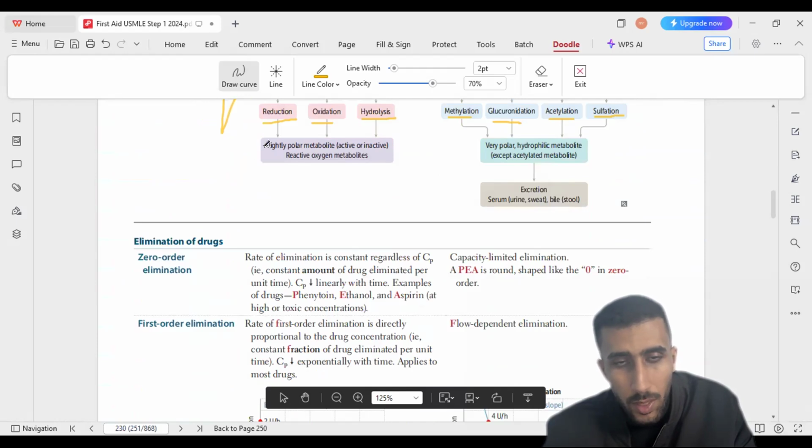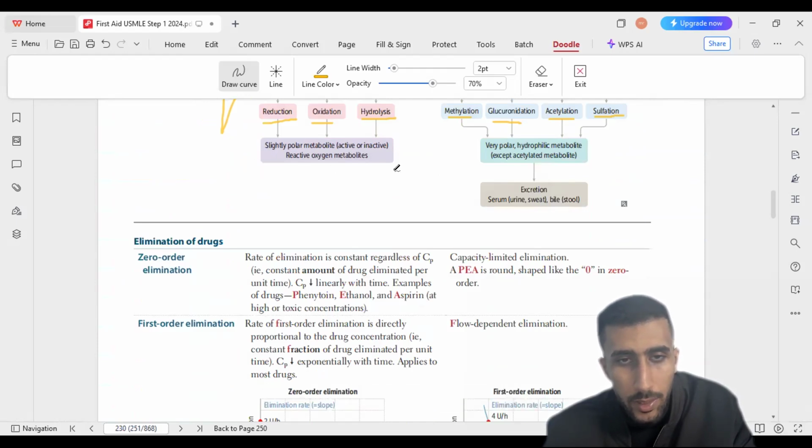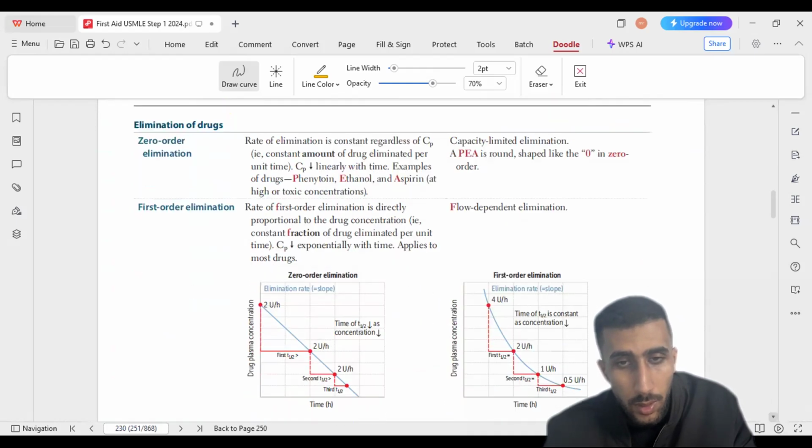The phase one products are slightly polar, active or inactive, but phase two will produce very polar, hydrophilic metabolites which are ready to be excreted. So typically phase two products are very polar, while phase one produces slightly polar metabolites, and of course very polar metabolites are going to be more readily excreted into the serum, urine, sweat, or bile in the stool, depending on the specific drug's mode of excretion.